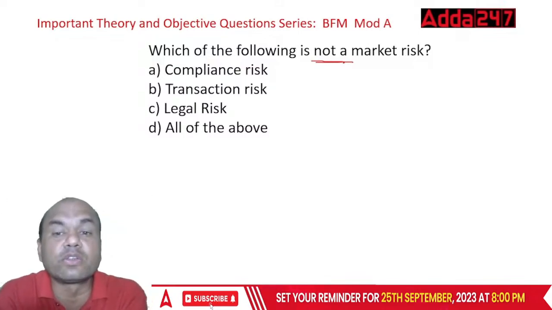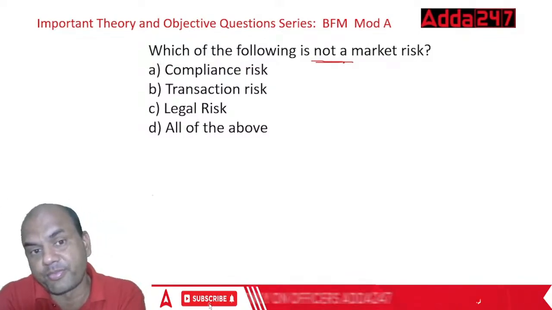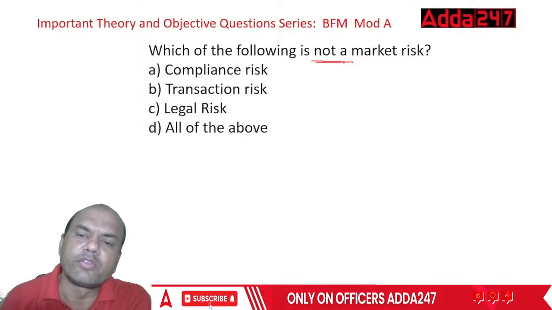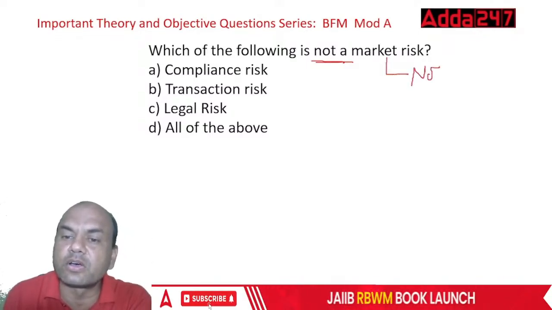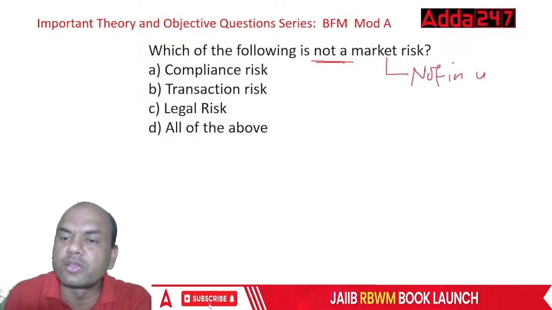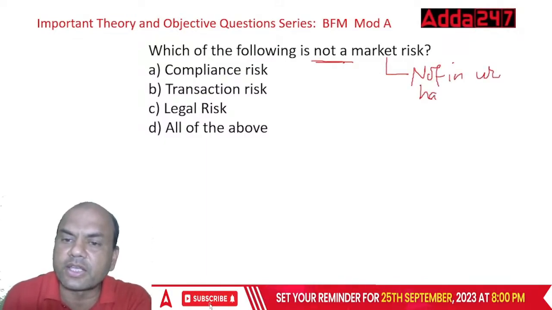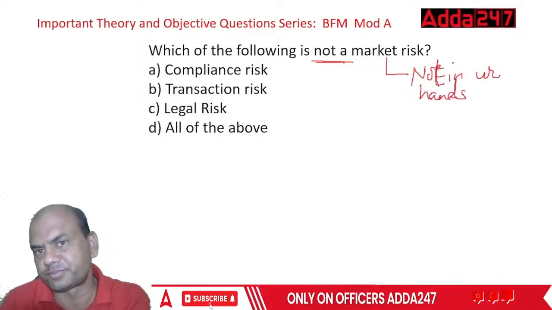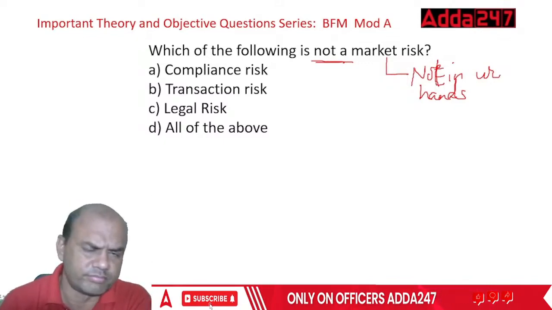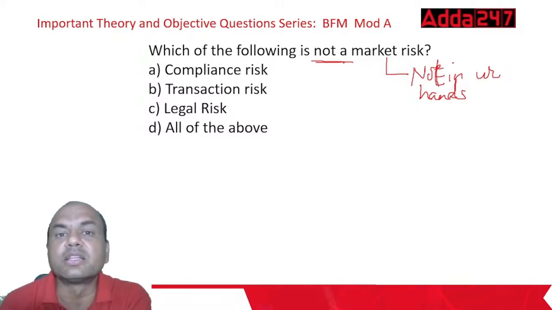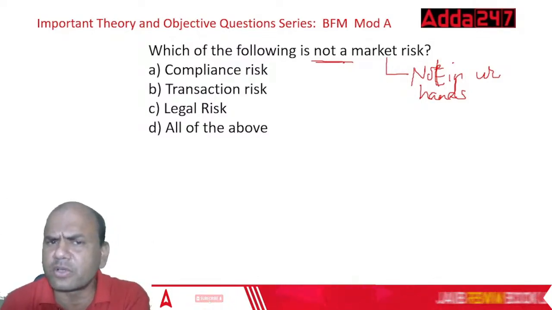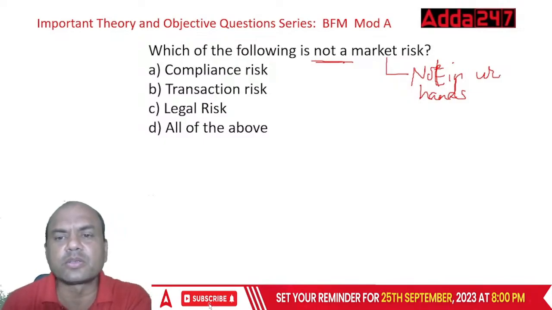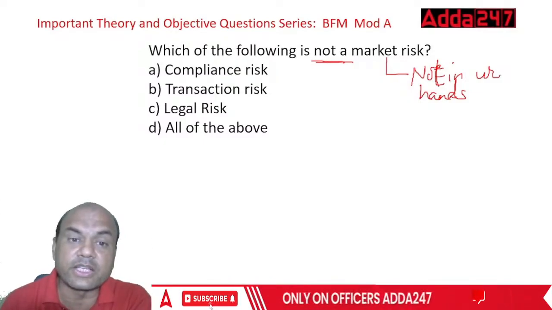Which of the following is not a market risk? Market risk means what? What is a market risk? Market risk means that risk which is not in your hands. Keep it very simple language. Russia-Ukraine war, not in your hands. Then the COVID situation, not in your hands. RBI changing the repo rates, not in your hands. So this is all market risk. So which of the following is not a market risk?